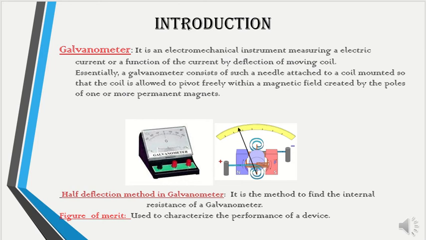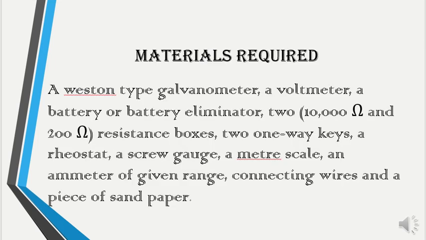So what is the half deflection method in a galvanometer? Half deflection method is the method to find the internal resistance of a galvanometer. Why is only half deflection required in a galvanometer? Because it is very simple to calculate and its expressions are so simple, that it is used in the galvanometer. Figure of merit is used to categorize the performance of a device. By calculating the figure of merit, we can say whether the device performance is good or bad.